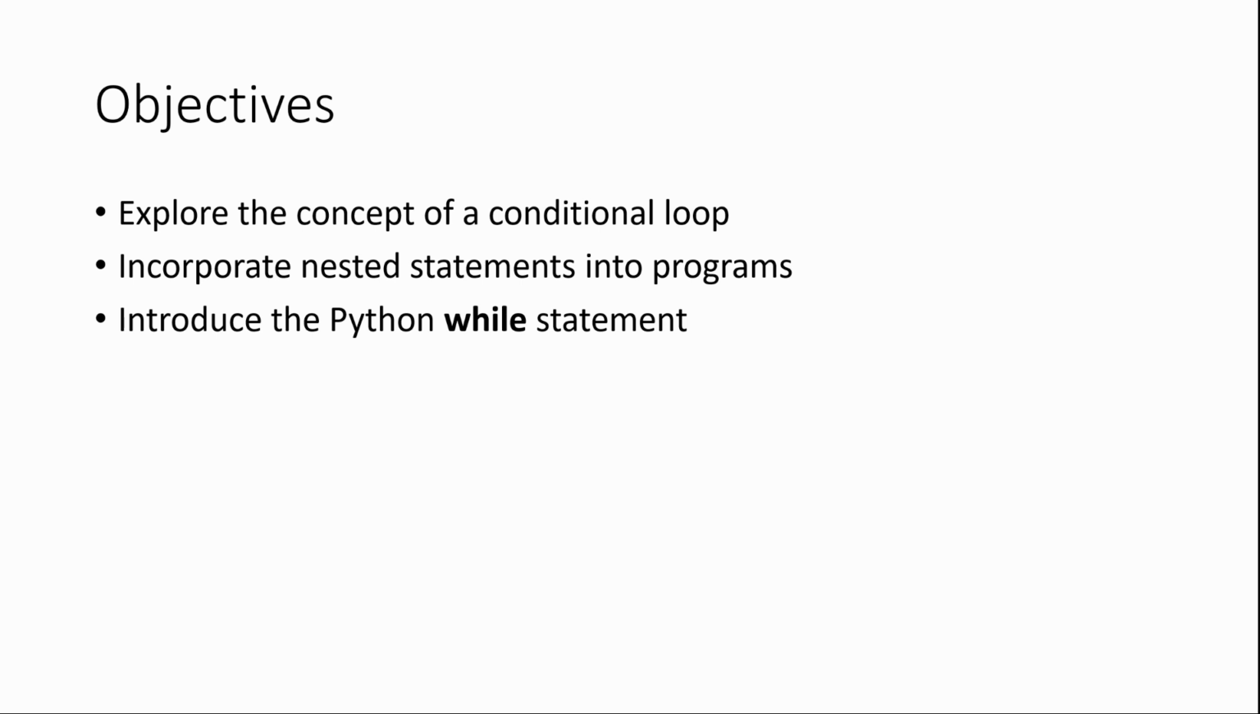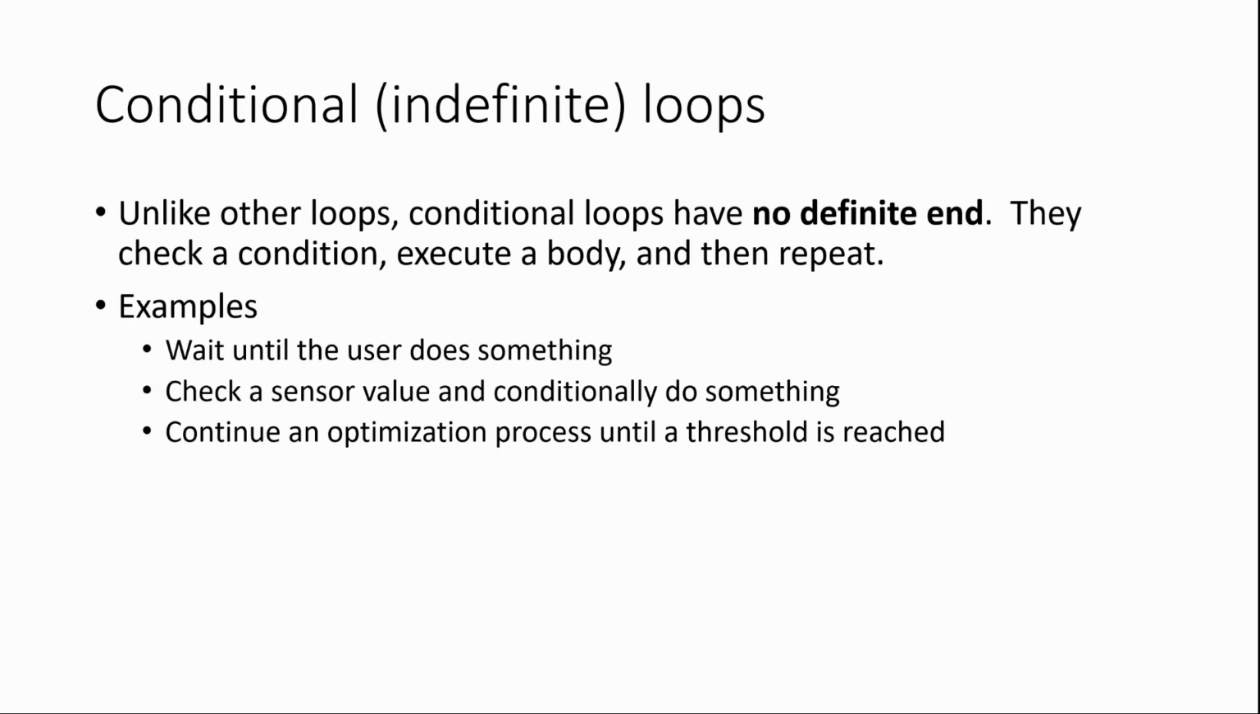The idea of a conditional loop, which is often called an indefinite loop, is that they have a condition that determines if the body of the loop will execute. This means that as long as the condition remains true, the loop will repeat. At some point, the condition must become false, or else the loop will repeat forever. This is sometimes known as an infinite loop.